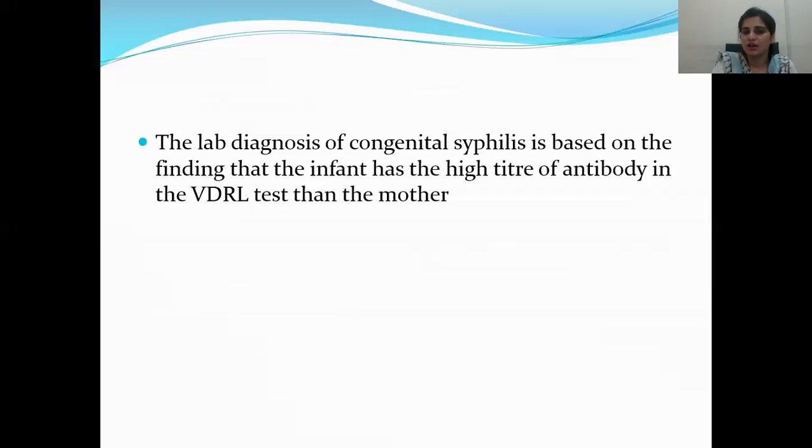The lab diagnosis of congenital syphilis is based on the finding that the infant has high titer of antibody in the VDRL test than the mother. So in congenital syphilis you will diagnose first of all on the basis of the clinical findings, and then if the titer of antibody in the VDRL test is greater in the infant than the mother, then you will diagnose that this is congenital syphilis. The antibody titer in the infant should be greater than the mother.